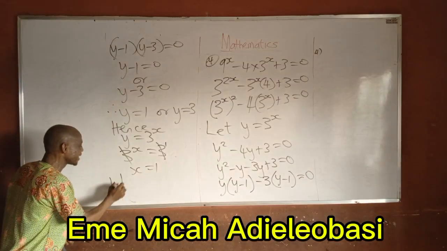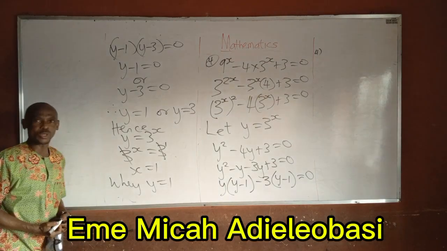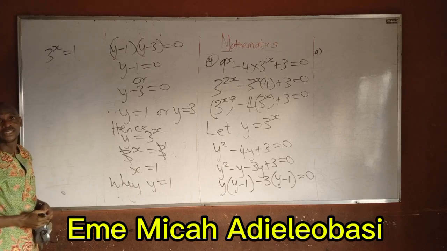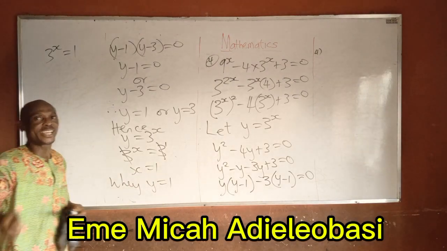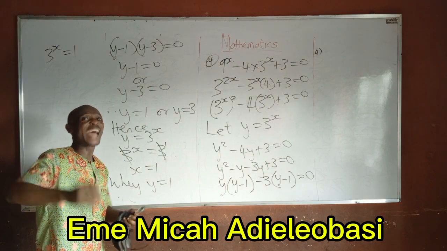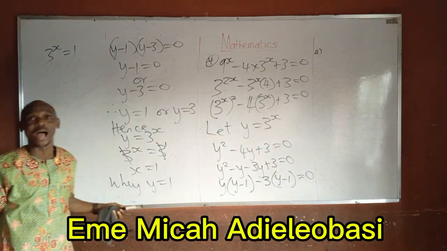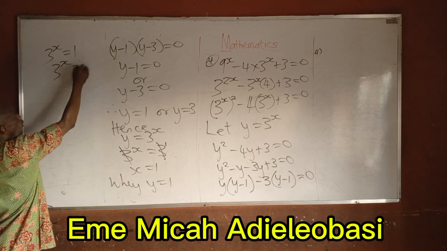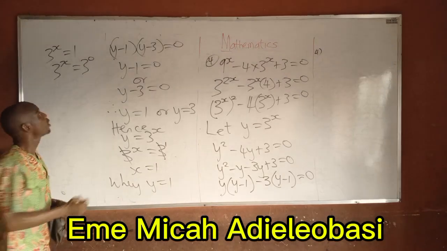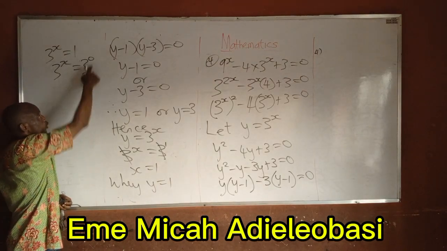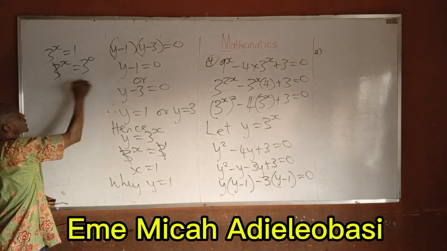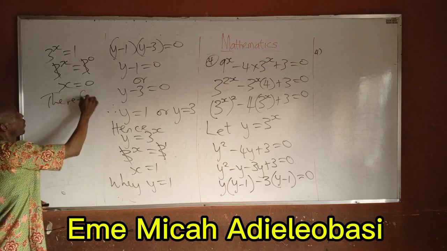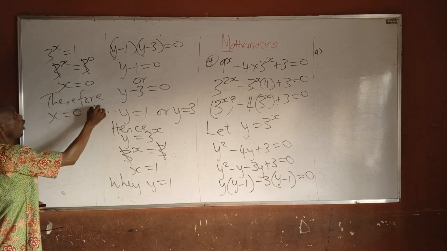1. So, when y is equal to 1, what are we going to get? 3 raised to power x will be equal to what? 1. Now, from our law of indices, 1 is what? Any value raised to power 0 is equal to 1. So to make the bases equal, we can still say 3 raised to power x is equal to 3 raised to power what? 0. Since 1 is this, 3 raised to power 0 is the same thing as 1. So that the base can cancel out, our x is equal to 0. So therefore, x is equal to 0 or 1.